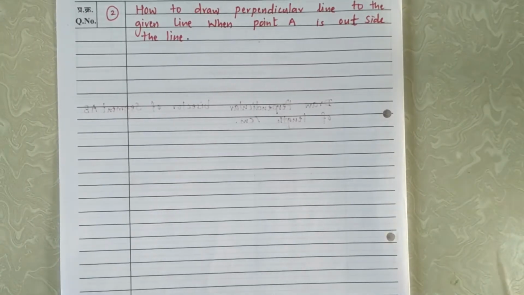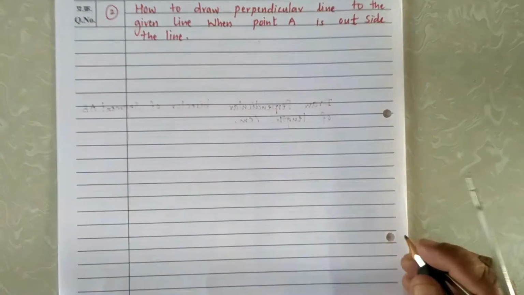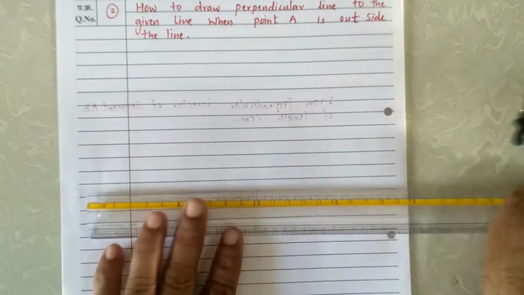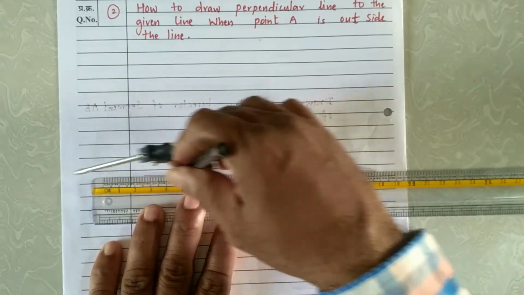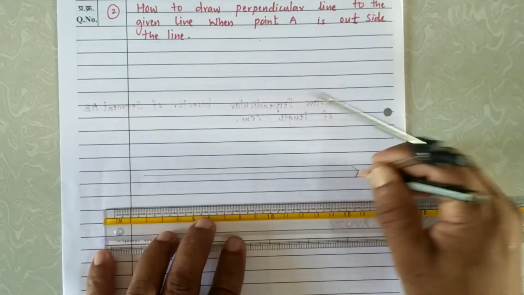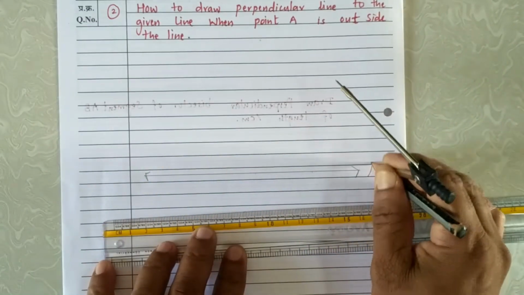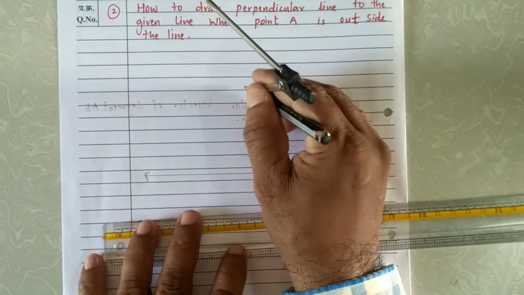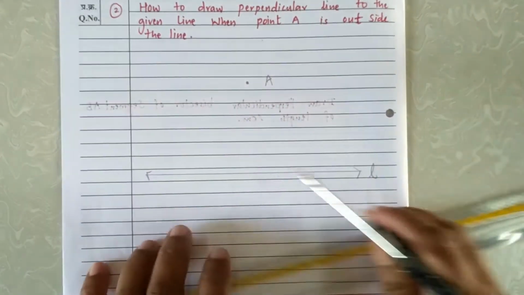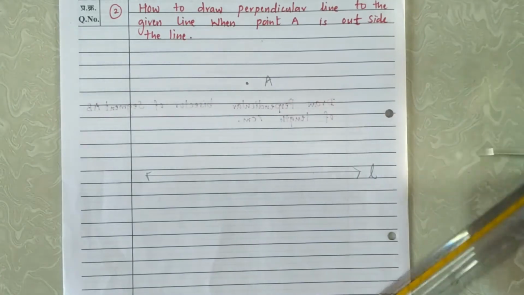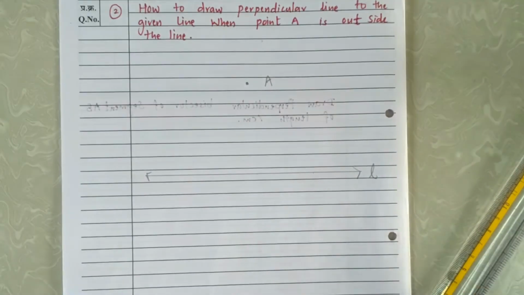Now we will learn how to draw a perpendicular line to the given line when point A is outside the line. So first, line L is given. Now point A is outside the line. From this point we have to draw a perpendicular line to line L.